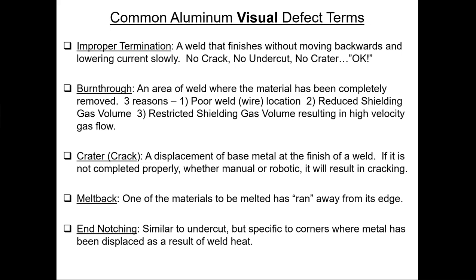Melt back is where the heat from the arc has actually pushed the material away from the edge. This is common in lap joints, where one material laps on top of another, where it'll run away. Next one's end notching. I have a good explanation of that, but basically it's an unfilled edge. It's a place where essentially you could put a sign on end notching and say crack here. Like I said, there's a bunch of pictures coming, and I'm going to take you through them all. I just want to talk the terms first.